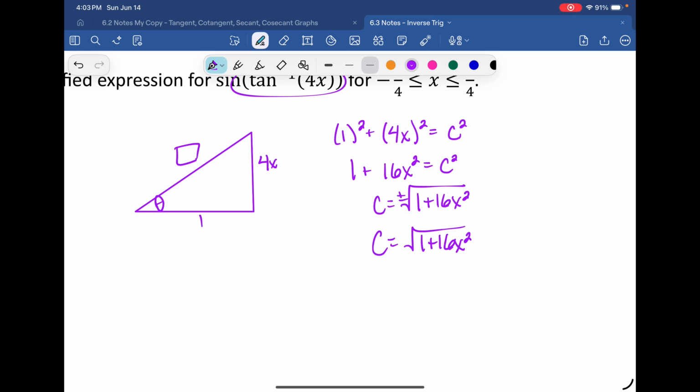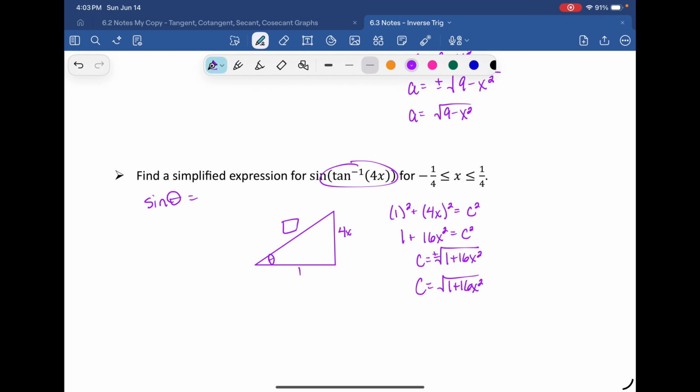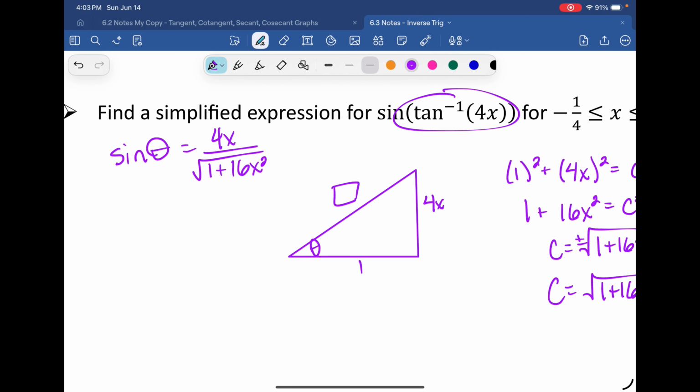So now that I know the hypotenuse is the square root of 1 plus 16x squared, I know that sine has to be y opposite, so that's 4x over the hypotenuse, the square root of 1 plus 16x squared, which we don't love because you're not supposed to have a radical in the denominator, unfortunately. So it is kind of a nightmare of a problem.